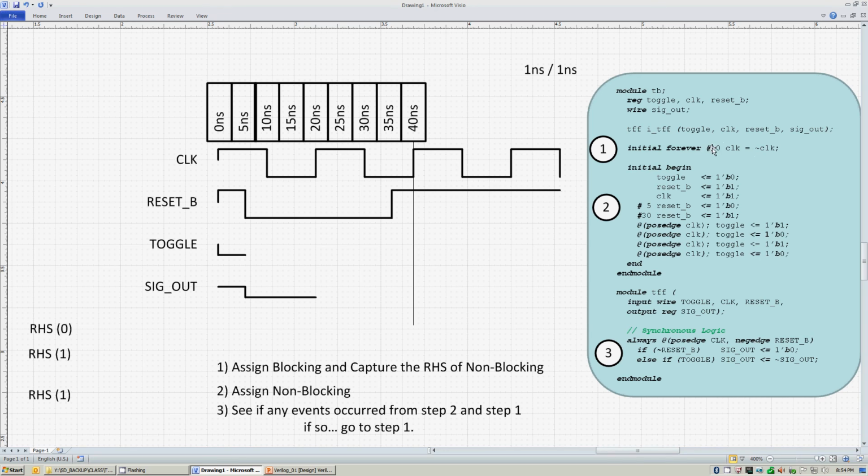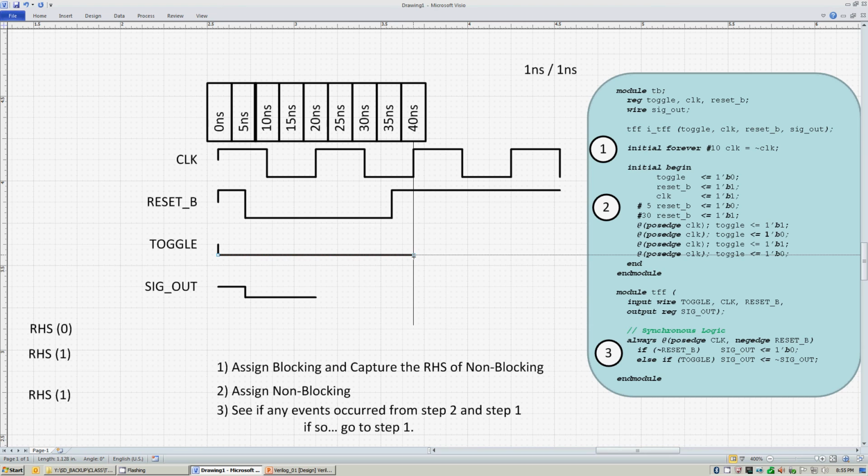At the same time, we're going to invert the value of toggle. So this gets inverted first, we assign it. And then we go through and we say, okay, well, did any events occur? Yes, this event occurred and this event occurred. So we have process 2 and 3 that will be scheduled accordingly. So let's start with process 2. We say toggle goes to 1.